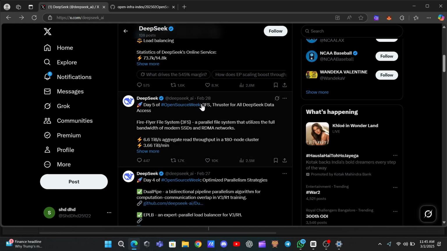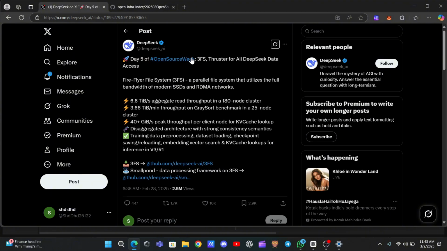On day 5, they went even further by open-sourcing details about their data and file system access methods that outline exactly how they train their models with huge amounts of data. This is not just cool but also incredibly informative for developers and enthusiasts alike.